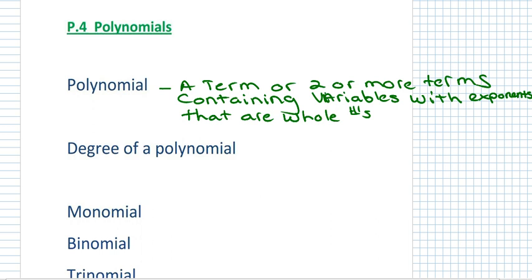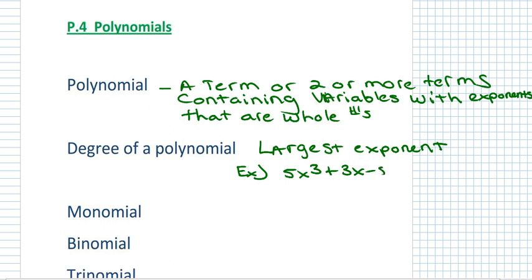The degree of a polynomial. The degree of the polynomial is the largest exponent. So for example, if you had the polynomial 5x to the third plus 3x minus 5, the largest exponent is 3, so it would be degree 3.